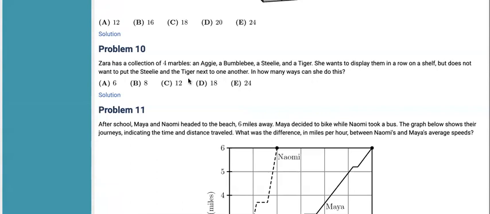Okay, anyways. We just want to eliminate the cases where Steely and Tiger sit next to each other. Well, how many ways can we arrange them? There's 24 because it's 4 factorial. How many ways to put Steely and Tiger next to each other?